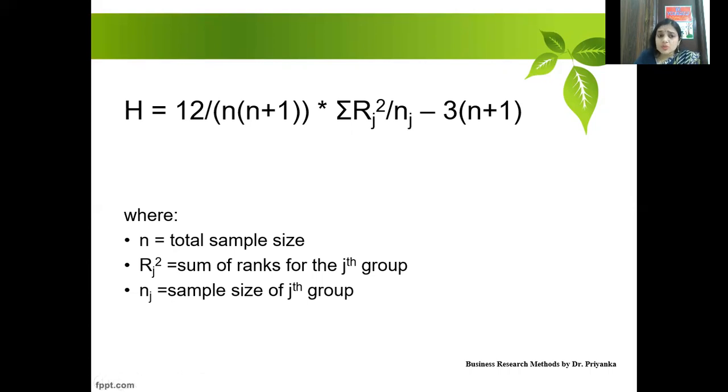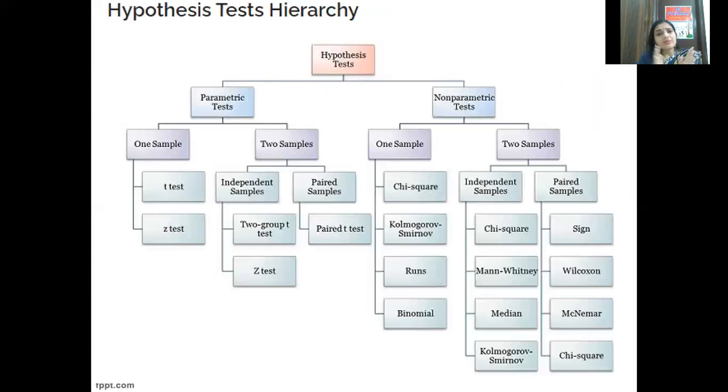That's it for Kruskal-Wallis. You can have a look at this table while going for hypothesis testing regarding parametric and non-parametric tests. Parametric tests are 1 sample, 2 samples. 1 sample tests are basically T test and Z test, on the basis of less than 30 sample size and more than 30 sample size.